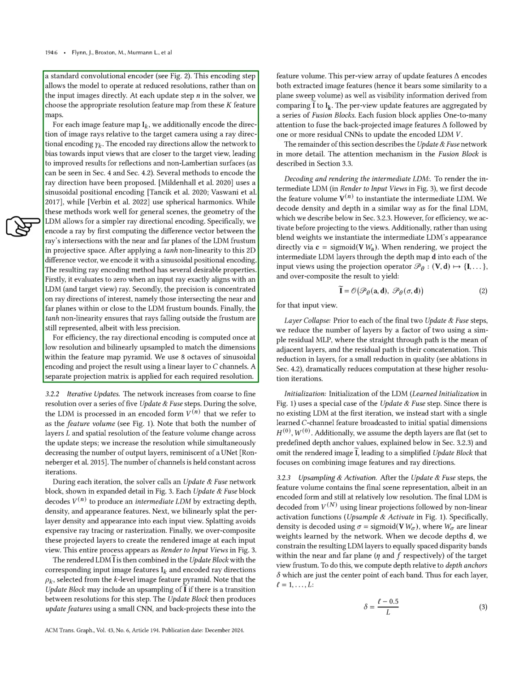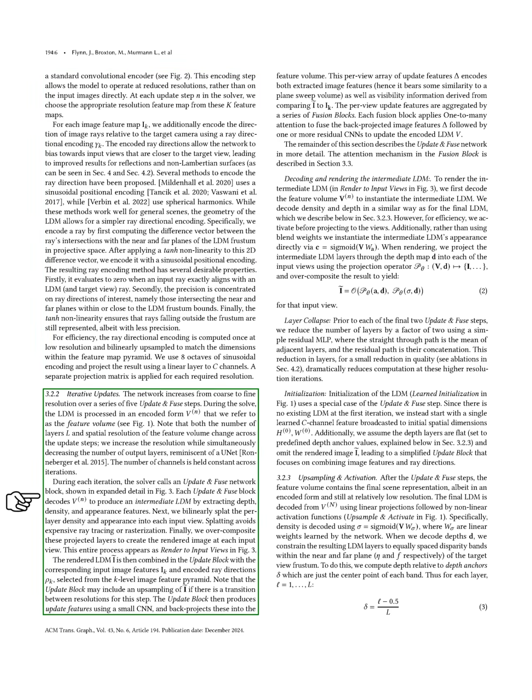We utilize 8 octaves of sinusoidal encoding and project the result to 40 channels, applying a separate projection matrix for each resolution needed. Next, we move to iterative updates. Our network progresses from coarse to fine resolution through 5 update and fuse steps. During this process, we handle the model in an encoded form known as the feature volume. The number of layers and the spatial resolution of the feature volume change with each update step. We increase the resolution while decreasing the number of output layers, similar to a U-net, while keeping the number of channels constant.